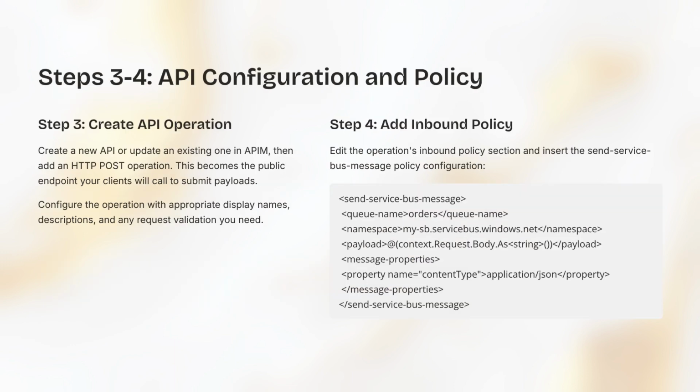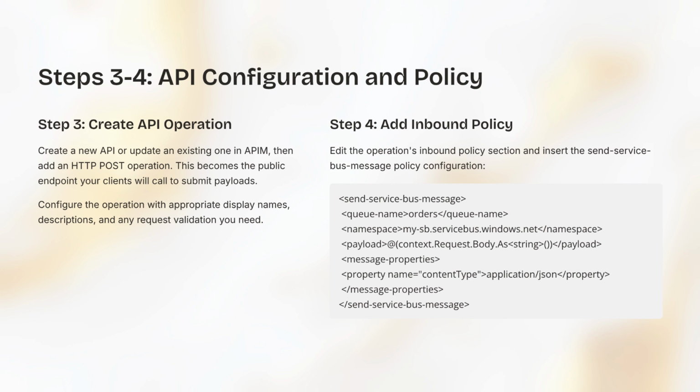Step 3. Create the API plus HTTP POST operation in APIM. Create a new API or update an existing one, and add the HTTP POST operation that will accept the payload you want to enqueue. This is the endpoint your clients will call.